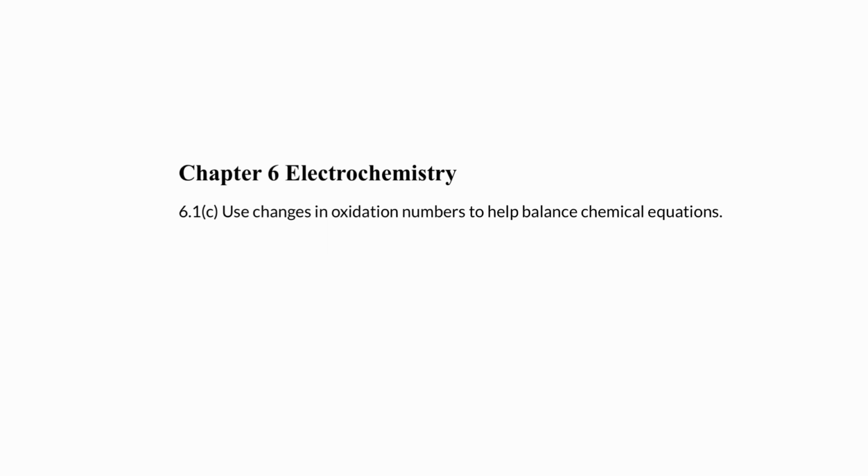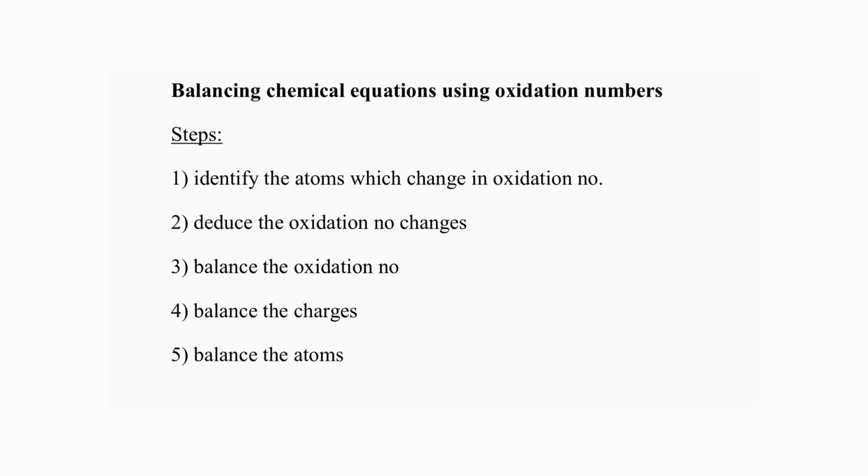Today we will go into Chapter 6, Electrochemistry for AS. So we'll make use of oxidation number to balance a chemical equation. These are the steps that we could use to balance a chemical equation making use of oxidation number.